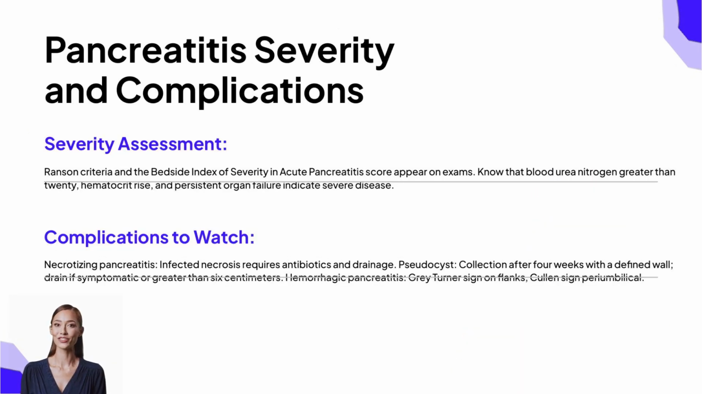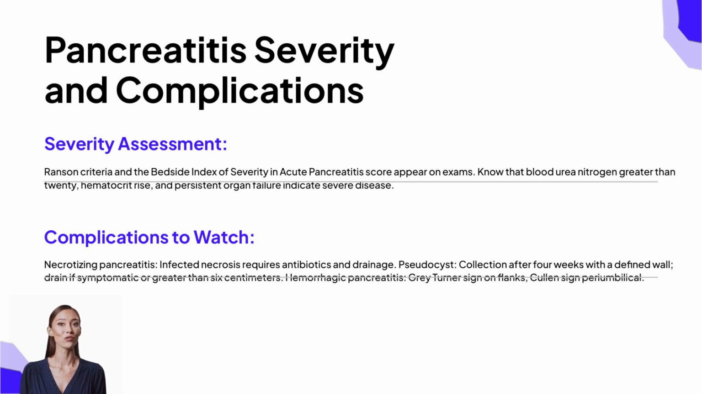A few pearls on severity and complications. Scoring systems like Ransom criteria and the bedside index of severity score may appear on exams. Key indicators of severe disease are blood urea nitrogen greater than 20, rising hematocrit, and persistent organ failure. For complications, know that infected necrosis requires antibiotics and drainage.